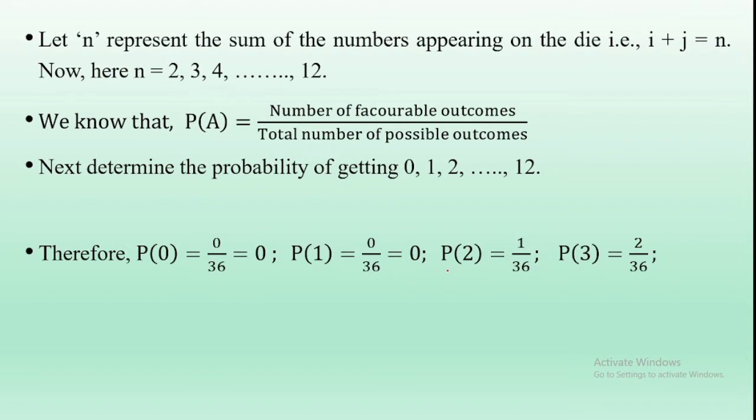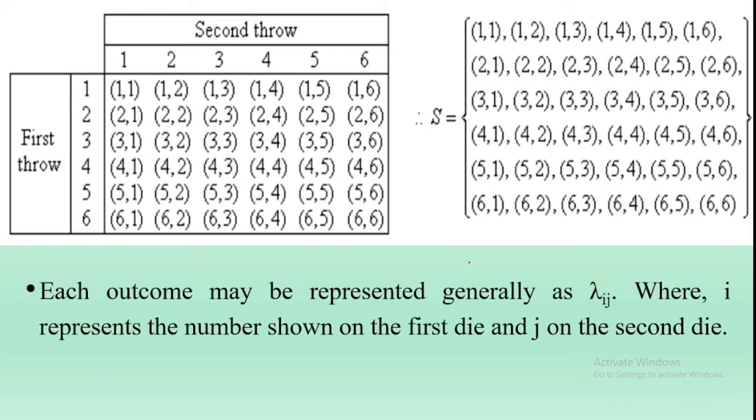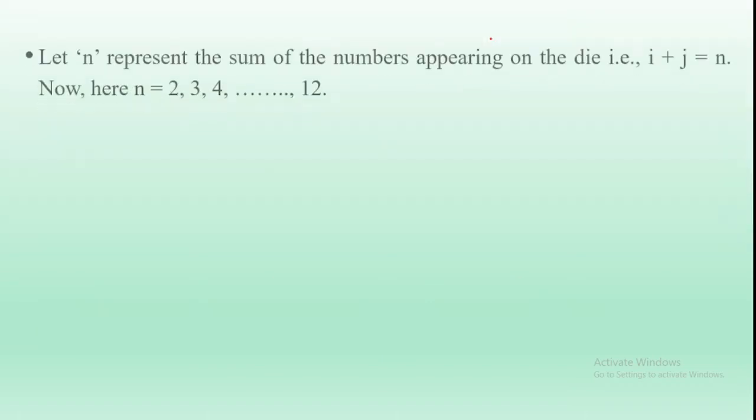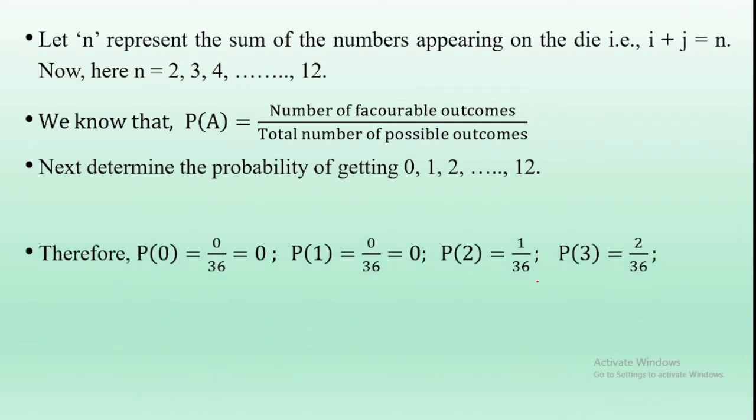Next, find the probability of 2. In this sample space, the sum of the numbers showing on the dice is 2 only for 1 plus 1, so there is 1 possible chance. The number of favorable outcomes is 1 and the total number of outcomes is 36. Therefore, probability of 2 is equal to 1 by 36.